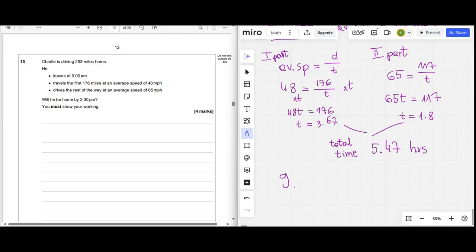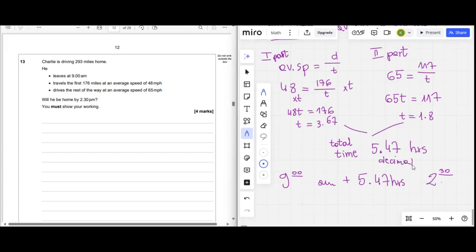So we have 9 a.m. started, plus 5.47 hours. Will that be more or less than 2:30? What do you think? Without calculating first. More. You think it's more? No, it's not, because 47 is in decimal.